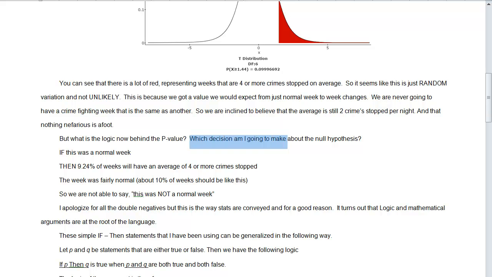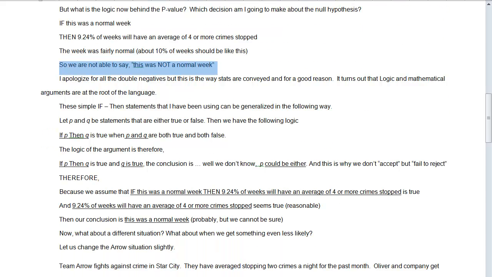Which decision am I going to make about the null hypothesis? If this was a normal week, that the average is still 2 crimes stopped per night, then 9.24% of weeks will have an average of 4 or more crimes stopped. The week was fairly normal, so we are not able to say this was not a normal week. Okay? Now, I apologize for all the double negatives, but this is the way stats are conveyed, and for a really good reason. It turns out that logic and mathematical arguments are at the root of the language here.